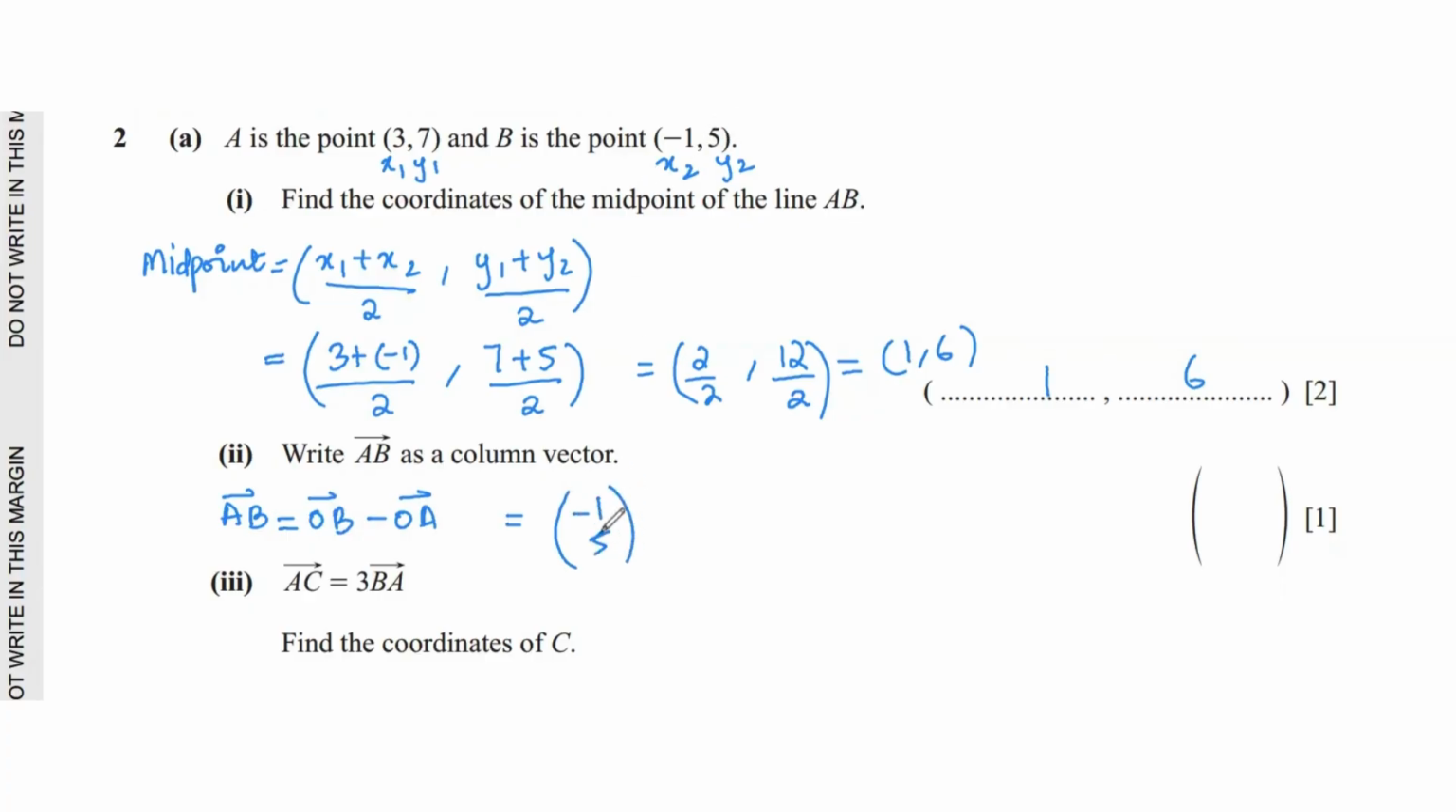We're writing the coordinates as vectors. And this is 3, 7. So that's -1 minus 3 and 5 minus 7, which is -4 and -2. This is AB as a column vector.